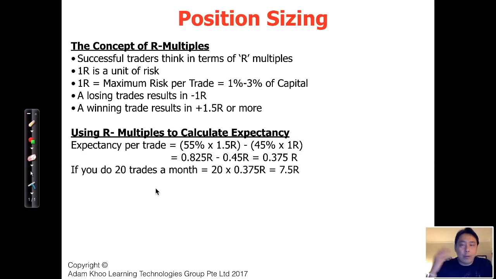Okay, so again, if you do 20 trades a month on average, now I do anywhere from 20 to about 40 trades a month for currencies, all right? Trading on the 50-minute candles. So that's 7.5R a month.